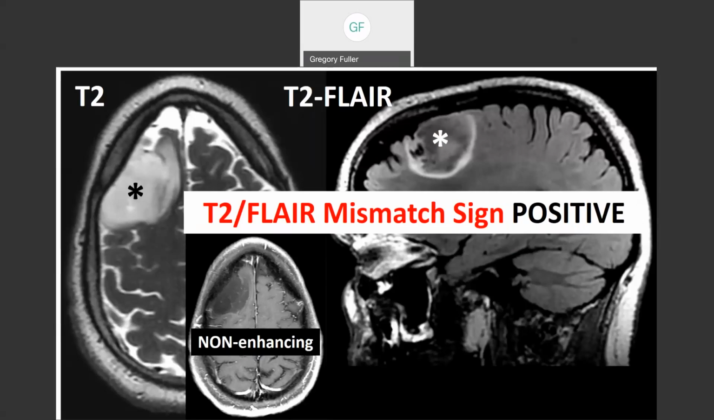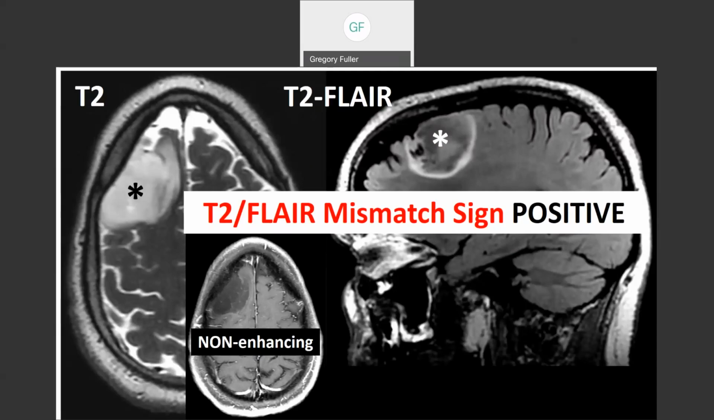And for those who may not be familiar with it, T2 flare mismatch sign is simply when you compare the T2 with the T2 fluid attenuation inversion recovery, which suppresses normal water. And what you see in the positive mismatch sign, as you can see with the asterisk, is that the hyperintense central zone of the lesion becomes hypointense or is suppressed with a residual hyperintense rim on the T2 flare. That is a positive T2 flare mismatch sign.